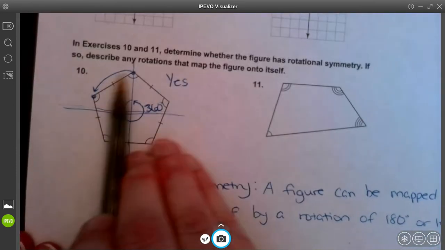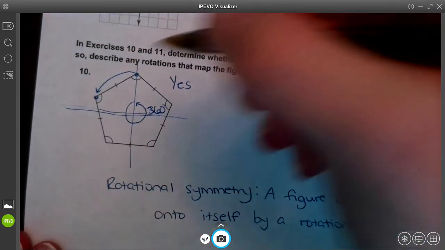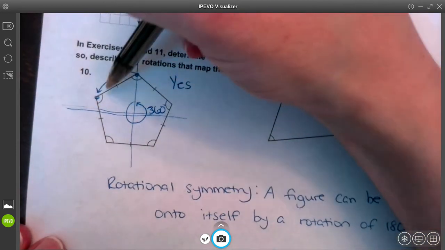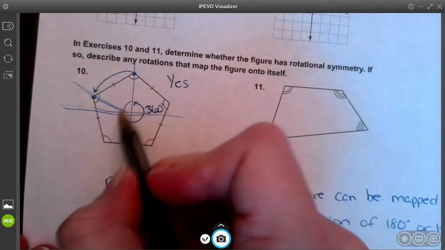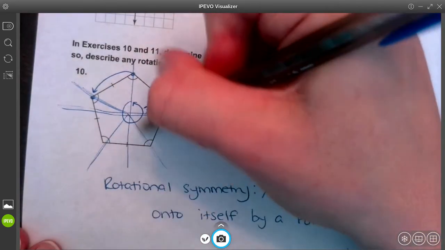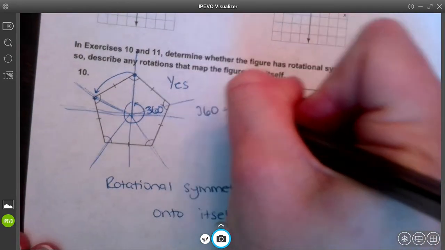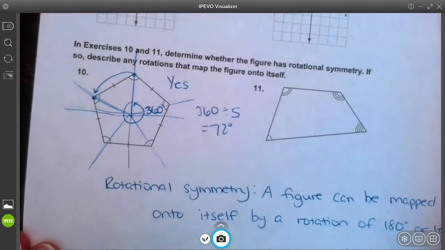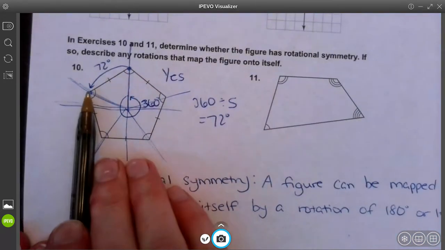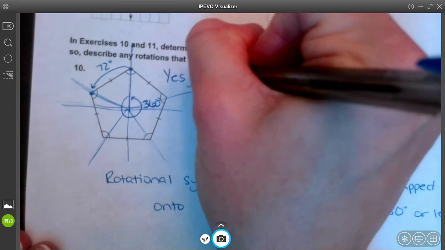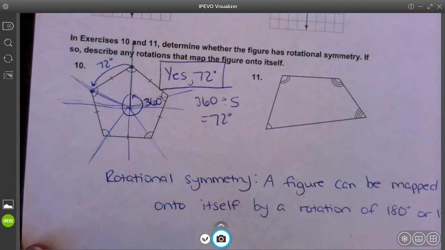Well, how far would I have to rotate that to make that happen? You could think of dividing 360 degrees by 5, because there's 5 sides or 5 vertices in this regular pentagon. So you're essentially taking 360 degrees and dividing it into 5 equal sections. 360 divided by 5 is 72 degrees. So if I were to rotate this figure 72 degrees, it would map back onto itself. So it does have rotational symmetry with a rotation of 72 degrees.